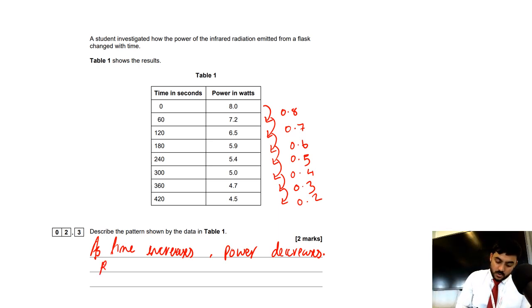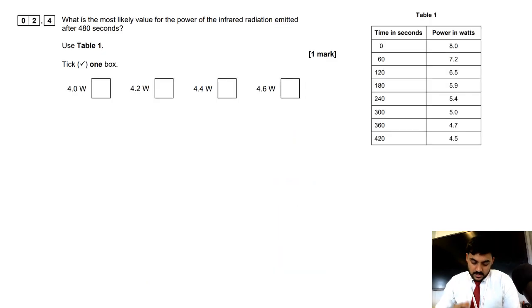So rate of decrease changes, decreases. I'll tell you now, if you figure out the last question, this is going to be really easy. What is the most likely value for the power of the infrared radiation emitted after 480 seconds?